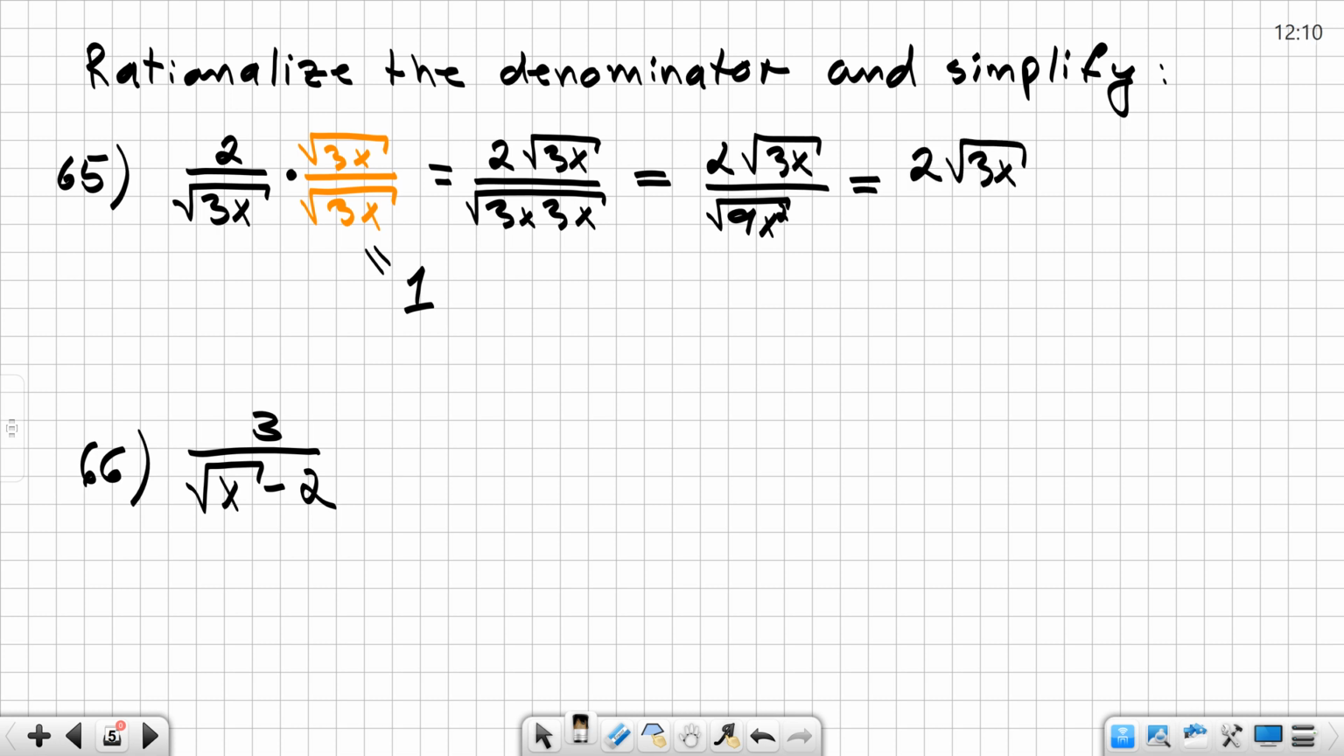That means the radical in the denominator disappears. And that is already it. 2 and 3 don't have any common factors, so I cannot cancel out anything. That was it.